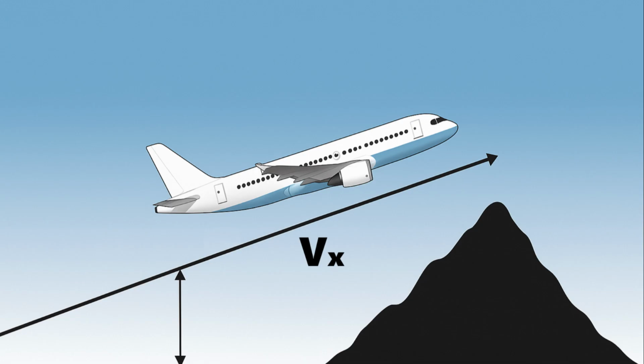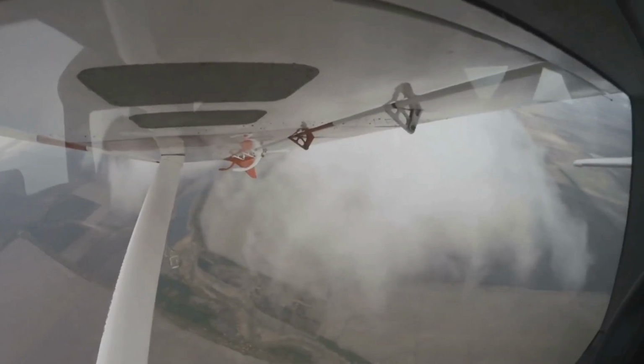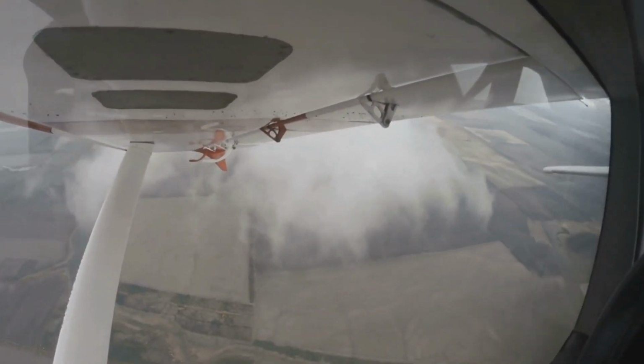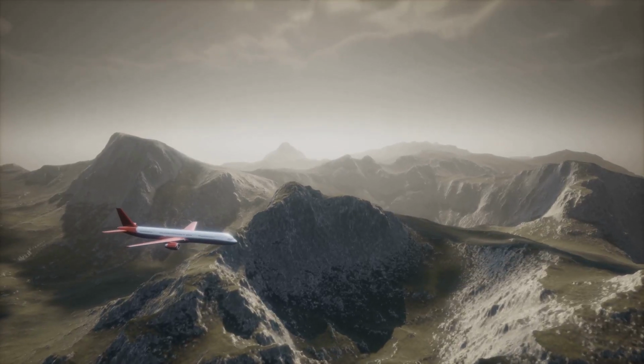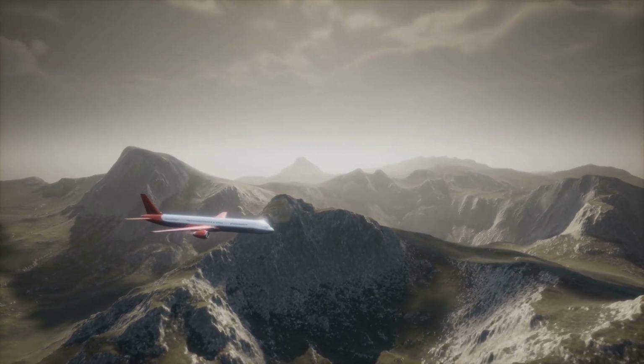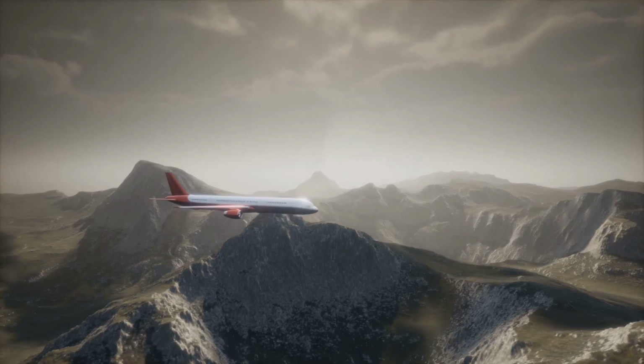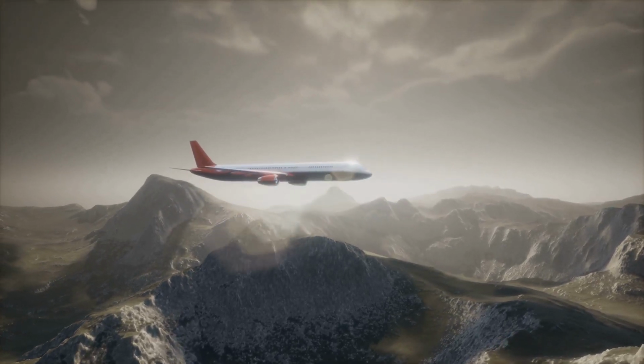Pilots use VX when it is necessary to clear obstacles at the end of the runway or during other critical phases of flight. Maximizing altitude gain over a given distance is crucial in situations with limited climb space. For example, VX is particularly important when departing from short runways or airports surrounded by high terrain. How does this relate to the climb gradient?